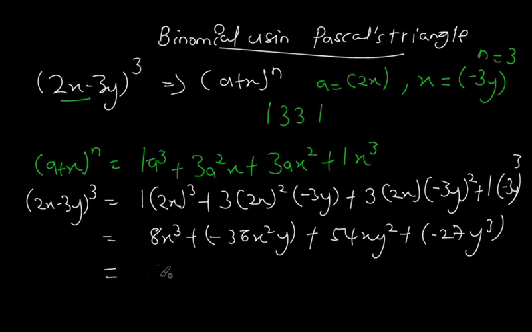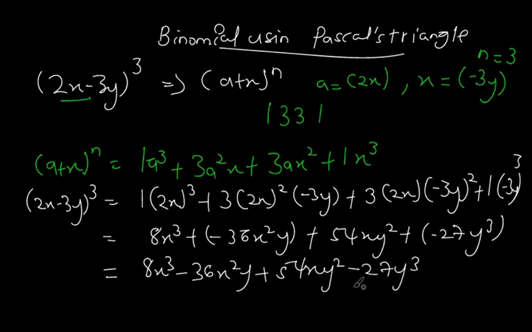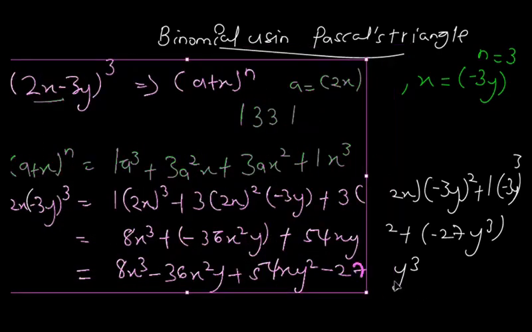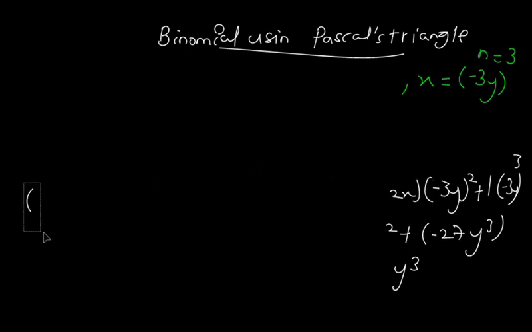So our expansion for this example will be what? 8x cubed minus 36x squared y plus 54xy squared minus 27y cubed. Okay, so this is how we use Pascal's triangle to solve an example or to expand something. So yeah, let's look at another example to wrap up this tutorial.